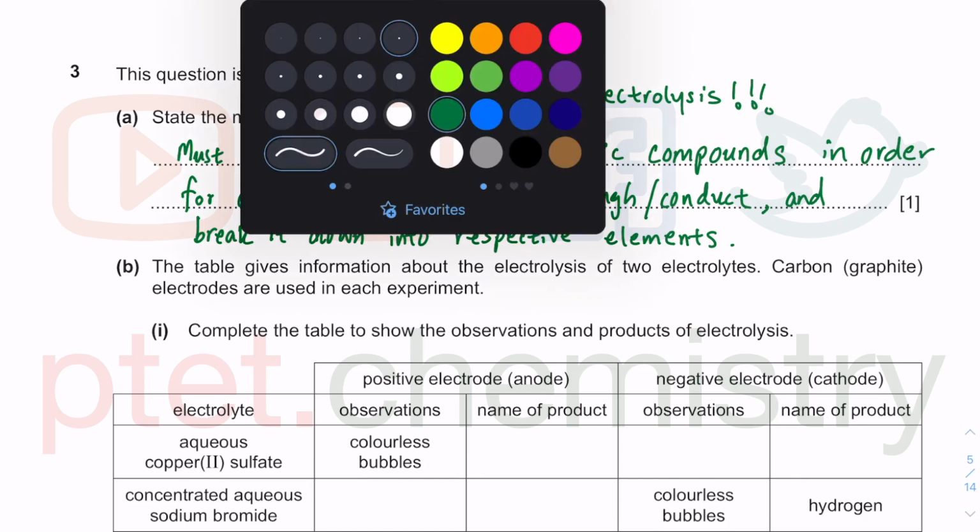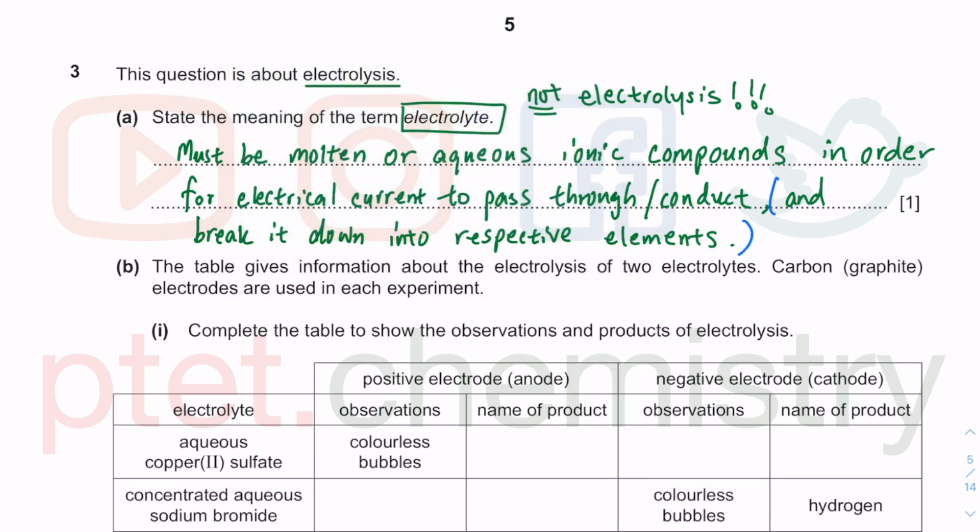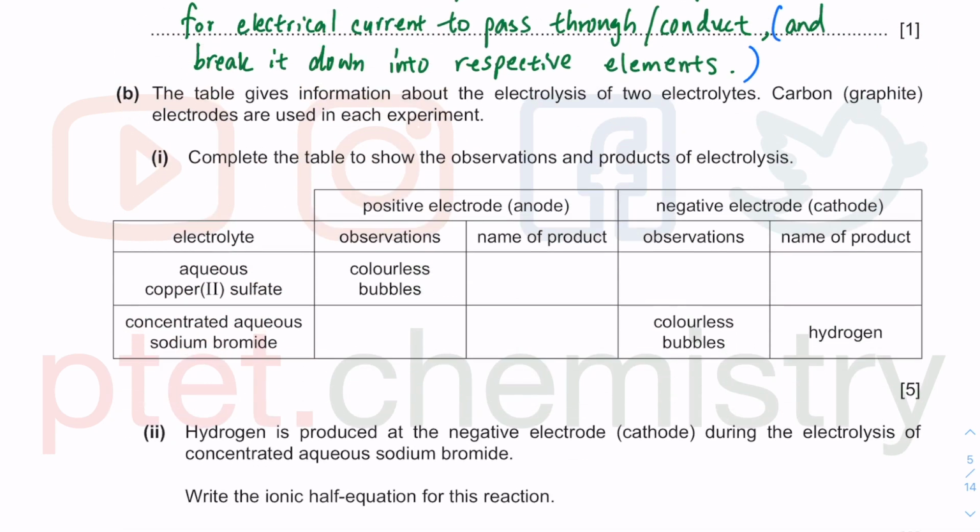So if you don't have the second point, it is entirely fine, but you should really have the first point there: molten or aqueous ionic compound. In part B, this table gives us information about the electrolysis of two electrolytes.